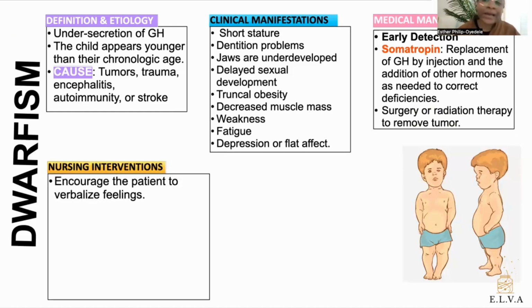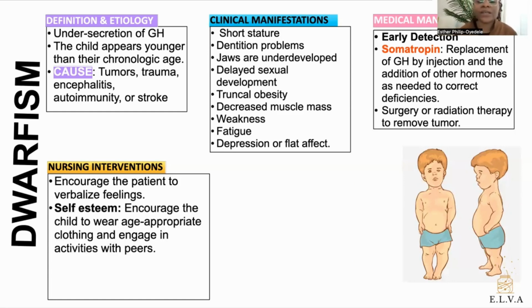Nursing intervention, encourage the patient to verbalize their feelings. Again, whether it's acromegaly, gigantism, or dwarfism, there is that self-image or distorted body image, self-esteem issue that might be happening with these patients. So encourage them to talk about their feelings. For children, encourage the child to wear age-appropriate clothes. Even though they have dwarfism, they might want to be wearing kids' clothes. No, wear clothes that are appropriate for your age, not for your size or your stature.